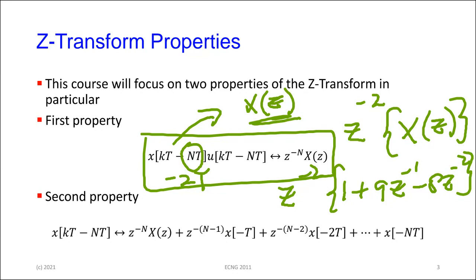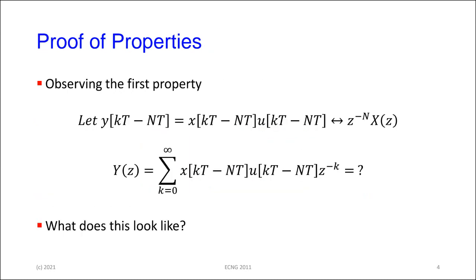So let's forget the second one for the time being. We'll come back to that. So if I were to put it here, the first property, we're trying to prove this now in a general form. We just showed that it actually is so, but let's keep it general now. So we have this x(kT) u(kT minus NT).